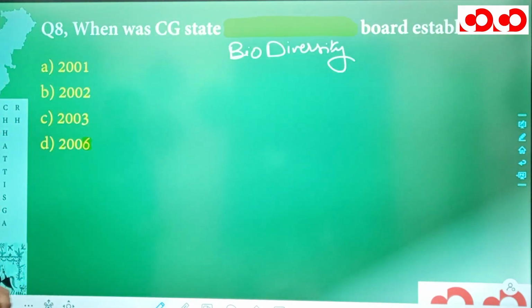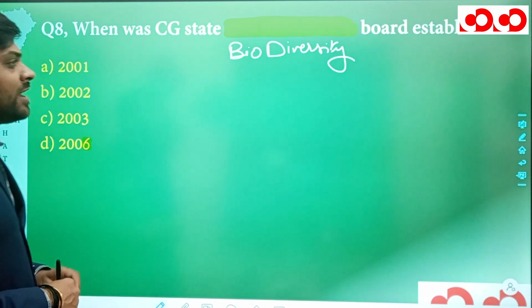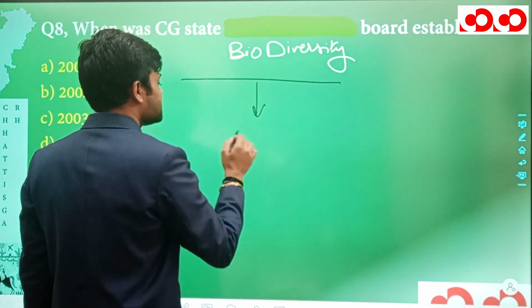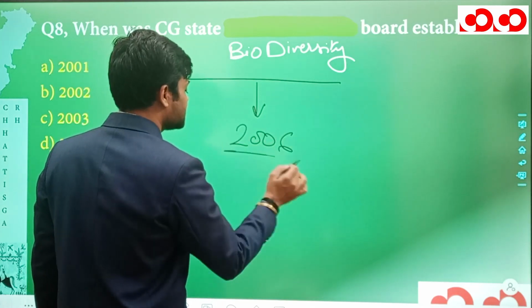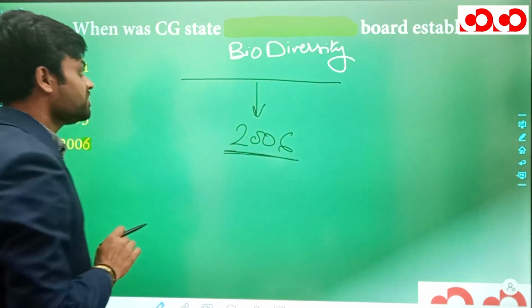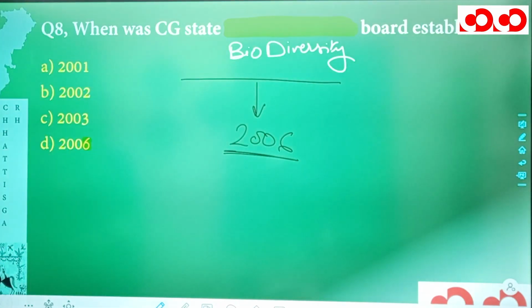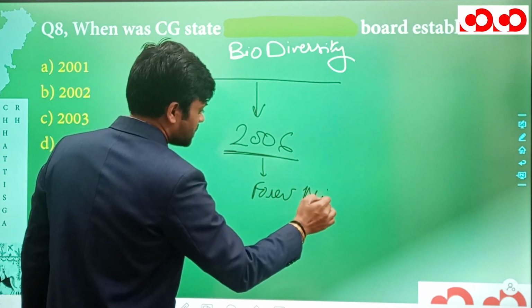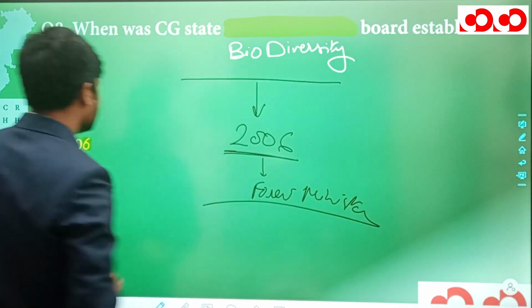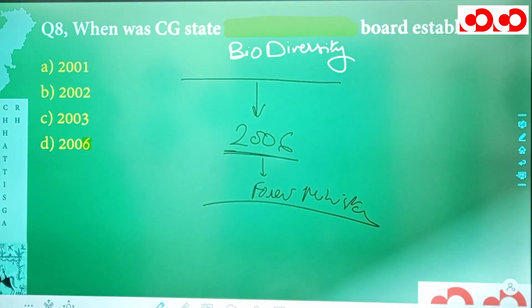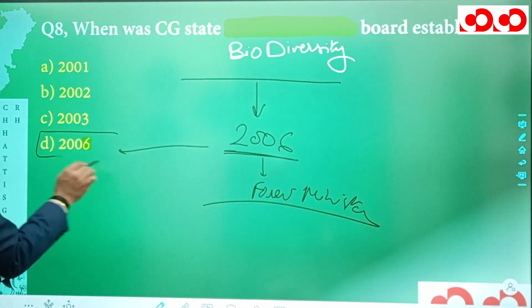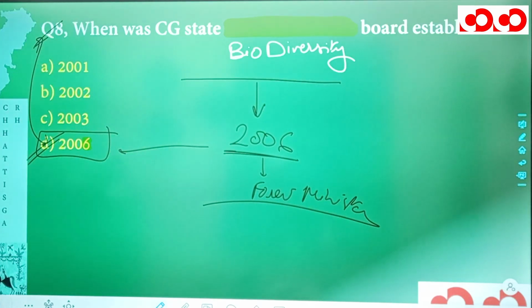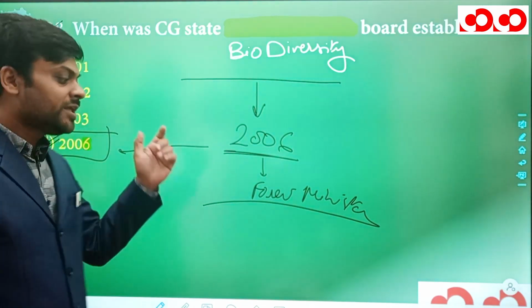Now next we have our eighth question. When was Chhattisgarh State Biodiversity Board established? So let me tell you, Chhattisgarh State Biodiversity Board was actually established in the year 2006, and the ex officio chairperson of this Chhattisgarh State Biodiversity Board is the Honorable Forest Minister of Chhattisgarh. Now 2006 is actually given in option D, and hence this option D, 2006, is going to be the correct option for our eighth question. So this was all about the eighth question.